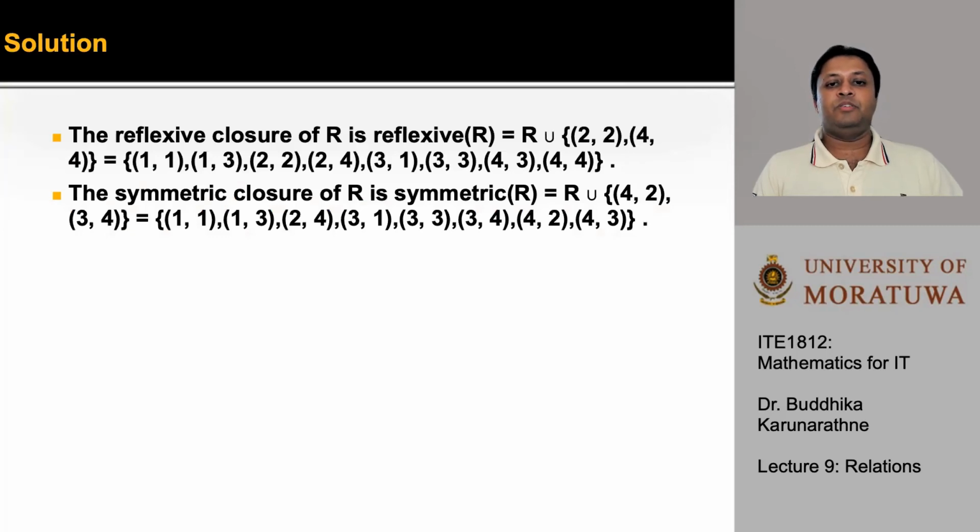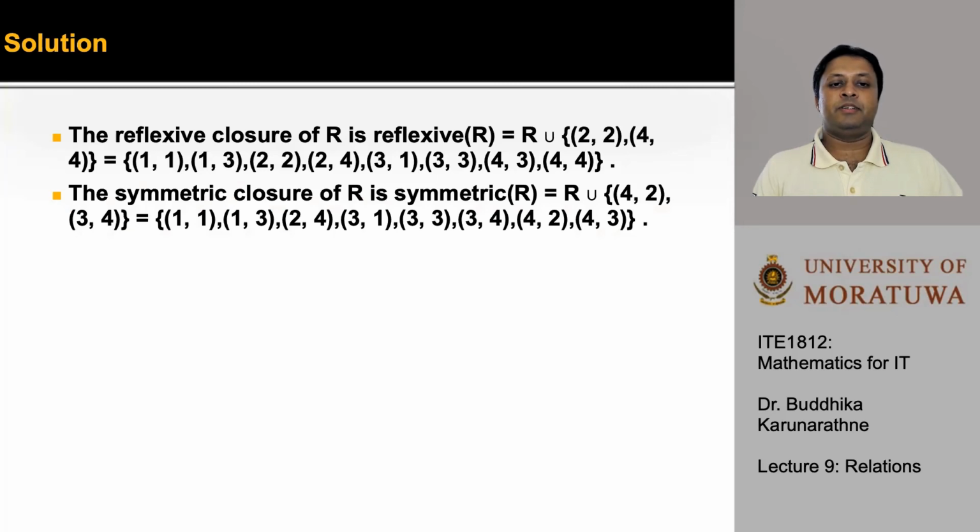To find that, you need to fulfill the condition. So the reflexive closure of R is the union of R and this specific set {(2,2), (4,4)}, which is equal to {(1,1), (1,3), ...}. And you basically need to include those missing ordered pairs.